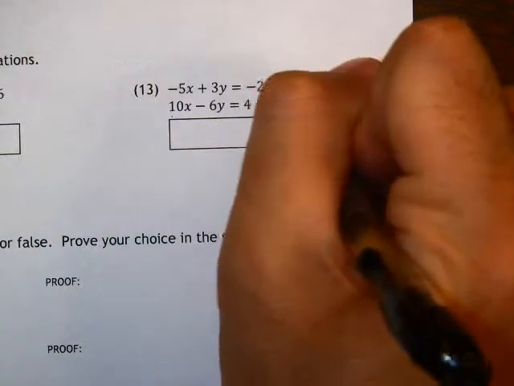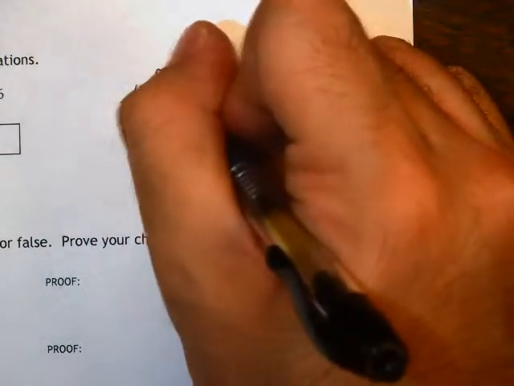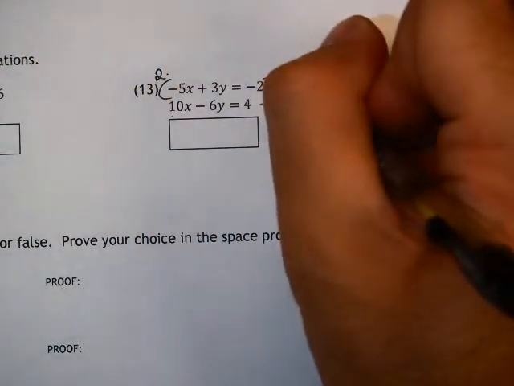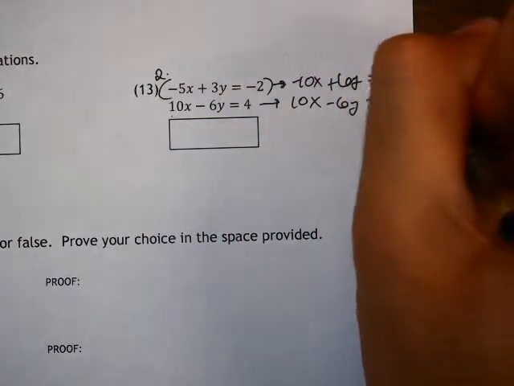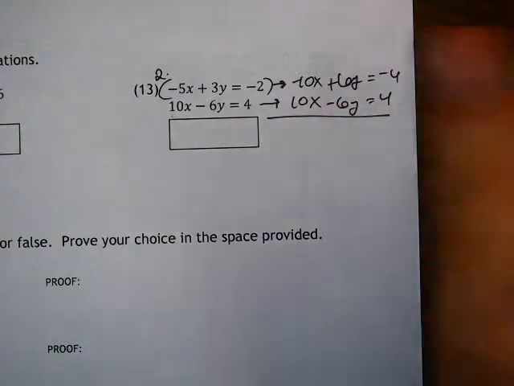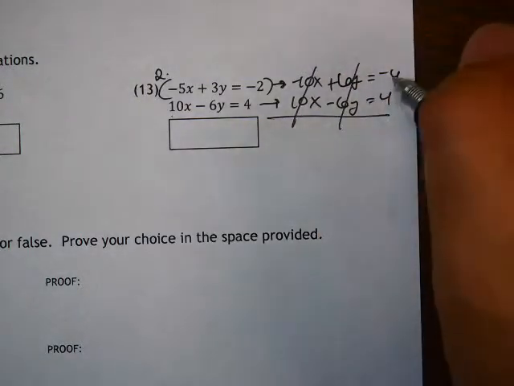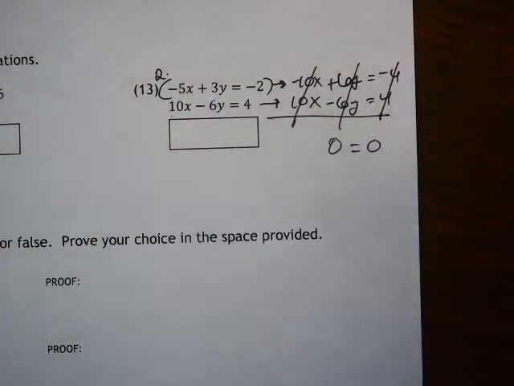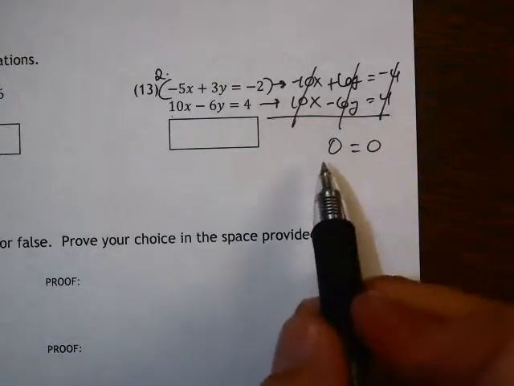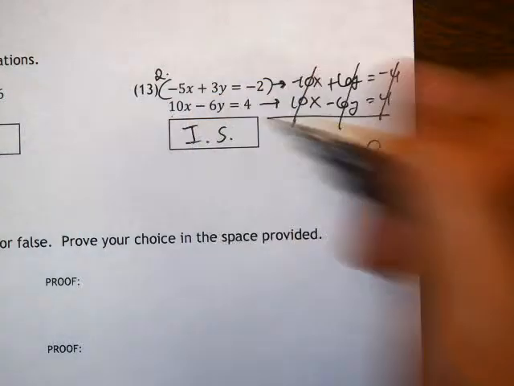So this second equation stays the same, 10x minus 6y equals 4. But this first equation I'm going to multiply by positive 2. That gives me negative 10x plus 6y equals negative 4. Now when I combine, notice what happens. The x's cancel. The 6y minus 6y cancels. Negative 4, positive 4 cancels. All I'm left with is 0 equals 0, with everything gone. And since 0 does equal 0, those are the same amount. This is an infinite solution problem.